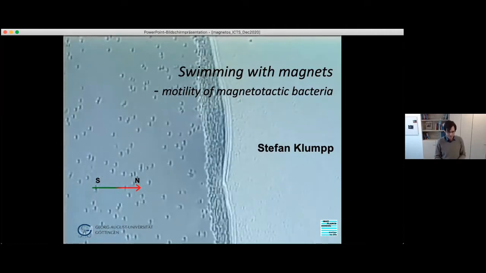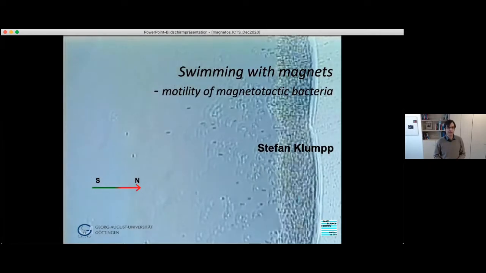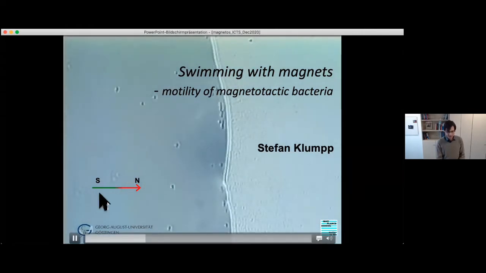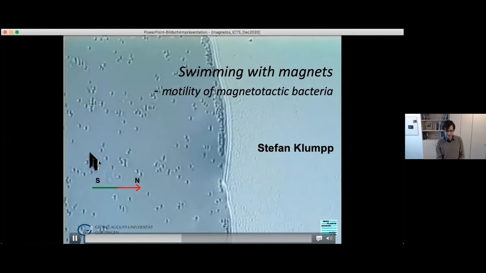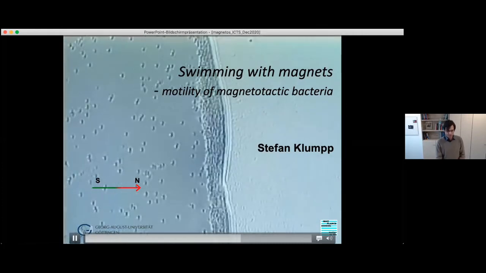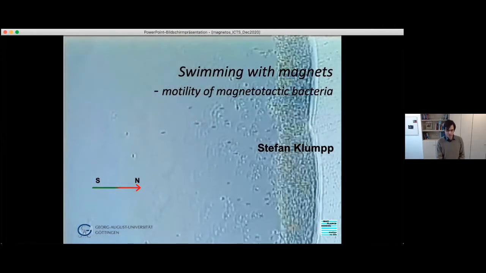So I will start right away and tell you a little bit about our work on magnetotaxis. You see already in the background of this title slide that there are bacteria here that swim, and they all swim in one direction, namely here to the right. And that's because there is a magnetic field that directs them to swim to the right.